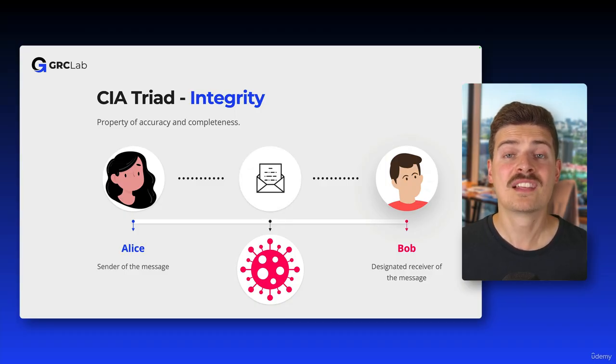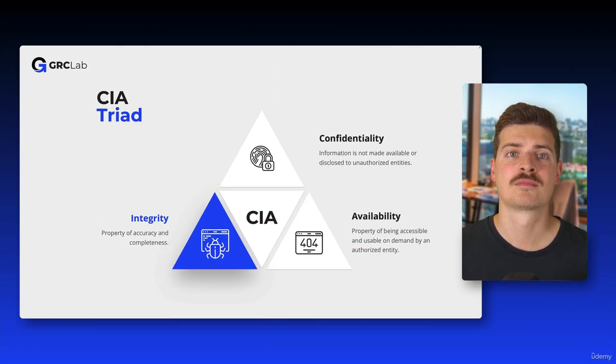We already know that this is a violation of confidentiality, but this time the attacker does not only read the message, they also change the content of the message and therefore violate its integrity. Bob will not receive the initial message of Alice. Instead, he receives an altered message without even knowing so. The initial message is no longer accurate or complete.